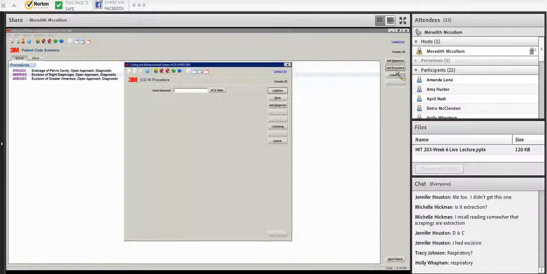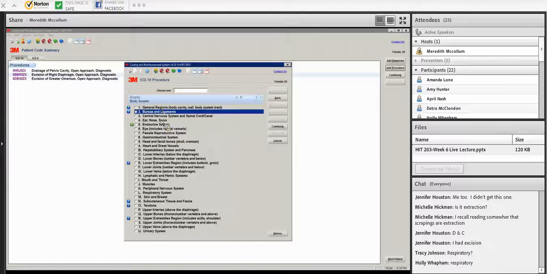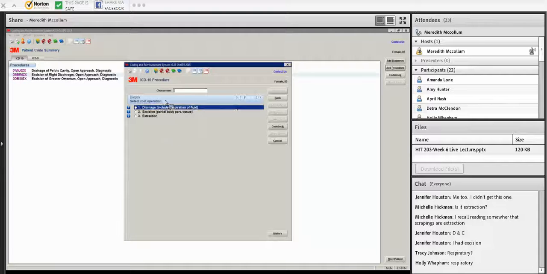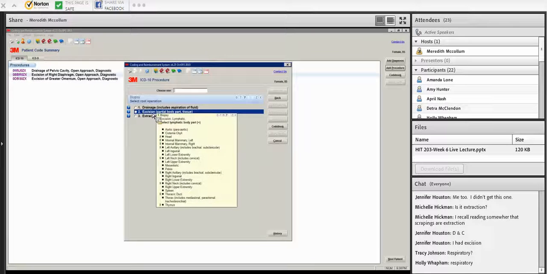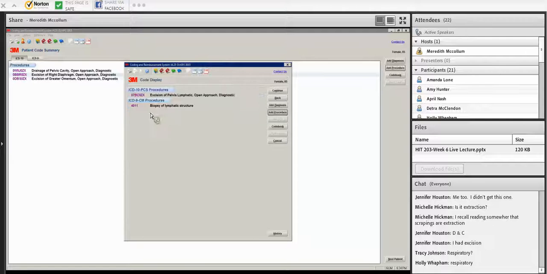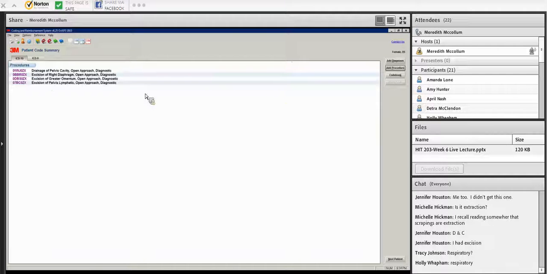Then they did a pelvic lymph node biopsy. Okay, biopsy. The lymphatic system. They did an excision. It was of the pelvis, and it also was open. So excision of pelvis lymphatic, open approach, diagnostic.